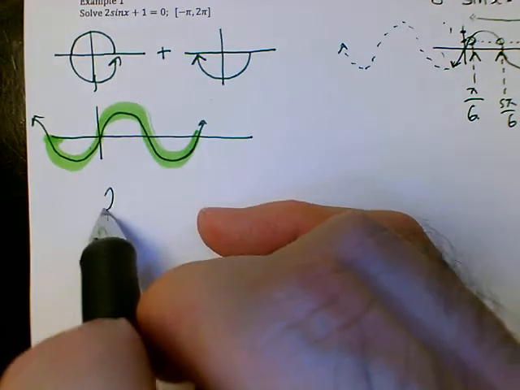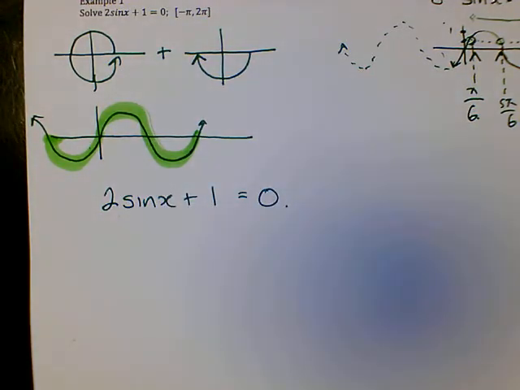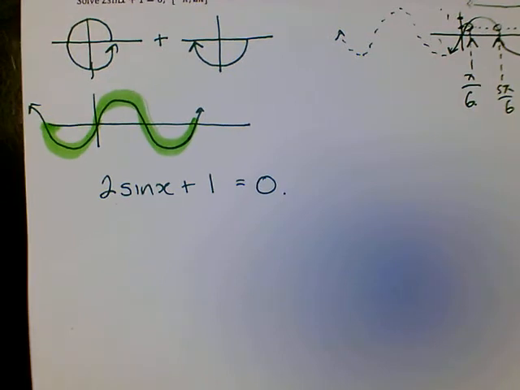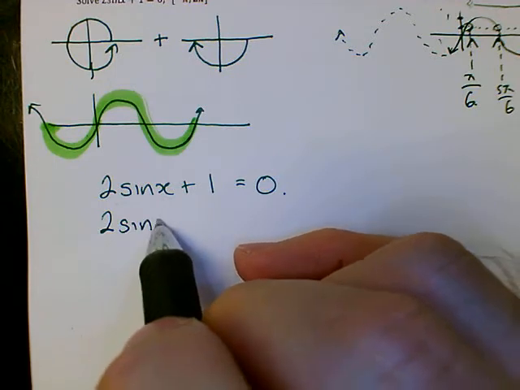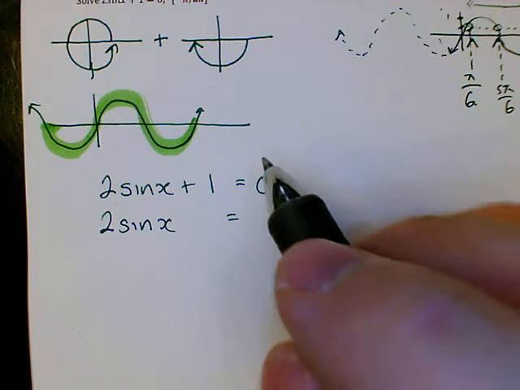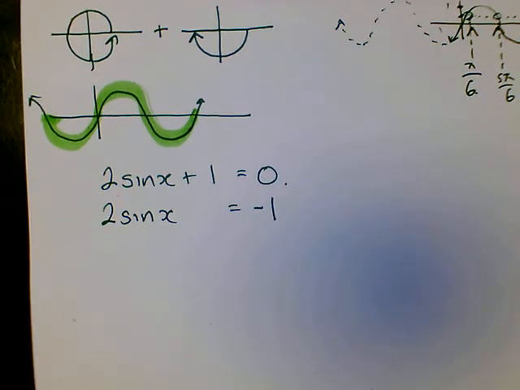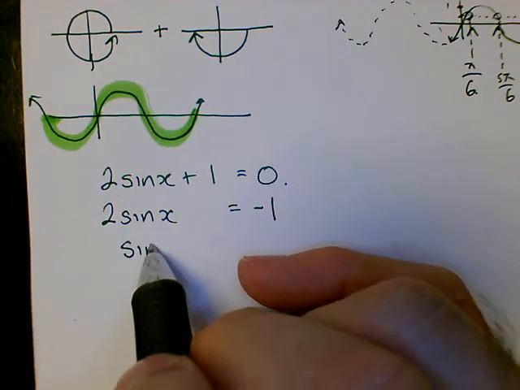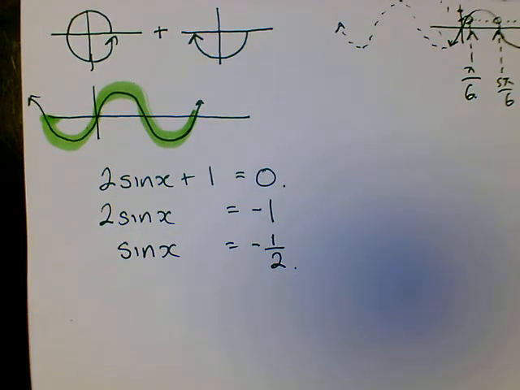The question says, if 2 sine x plus 1 is equal to 0, what value of x makes this true? Sound familiar? We're going to do basic algebra, and push all these terms, all these numbers, to the other side to make life easy for us. Okay? So I'm going to get sine x to equal negative 1 over 2.